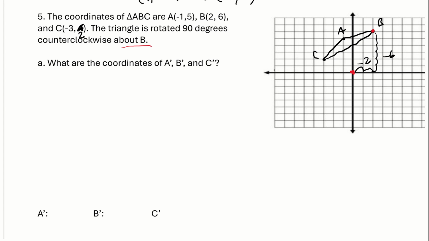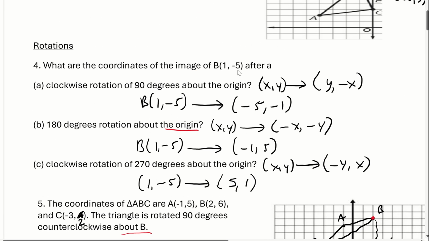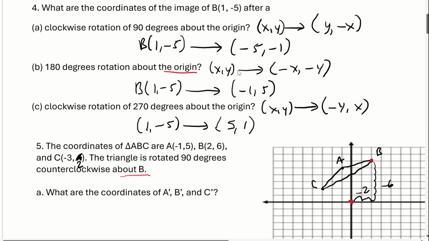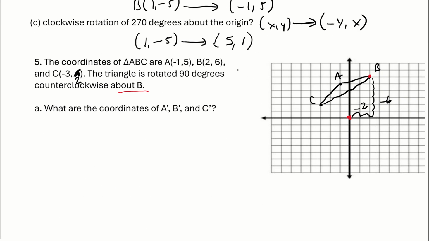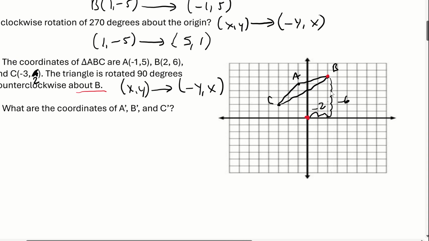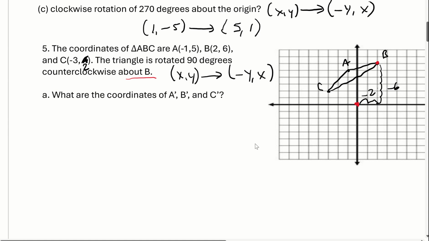The first step is I move it to the origin. Second step, I rotate using the rule for rotation 90 degrees counterclockwise. Let me write down the rule for 90 degrees counterclockwise. So 90 degrees counterclockwise is (x, y) goes to (-y, x). Okay, so I move B to the middle, and then I use this transformation rule, and then I move B back to where it was. Okay, so that's what I'm going to do.